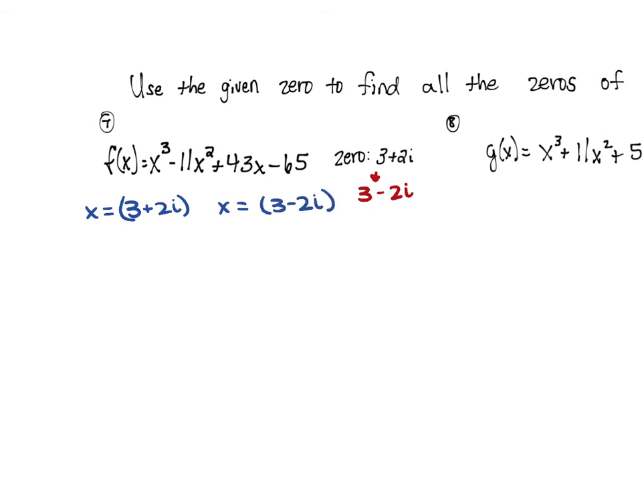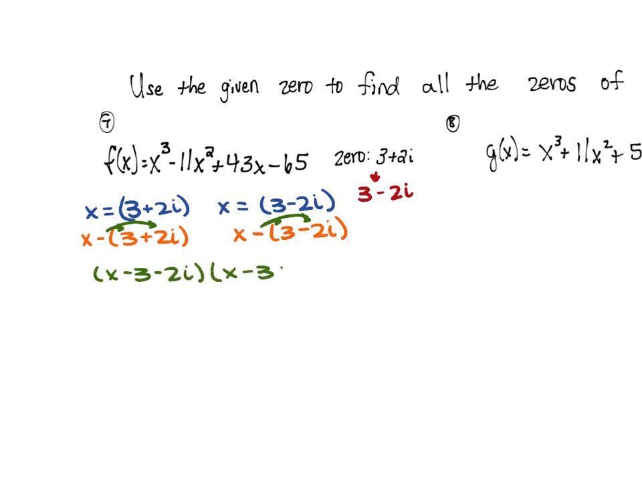Move both of these over to where they're on the same side of that equal sign. We're going to have x minus, parentheses, 3 plus 2i, and x minus, parentheses, 3 minus 2i. We're going to distribute the negative for both of these. And this is just going to give us x minus 3 minus 2i and x minus 3 plus 2i. We're going to multiply these out. You could FOIL it, kind of, or distribute the x, then distribute the negative 3, then distribute the negative 2i.